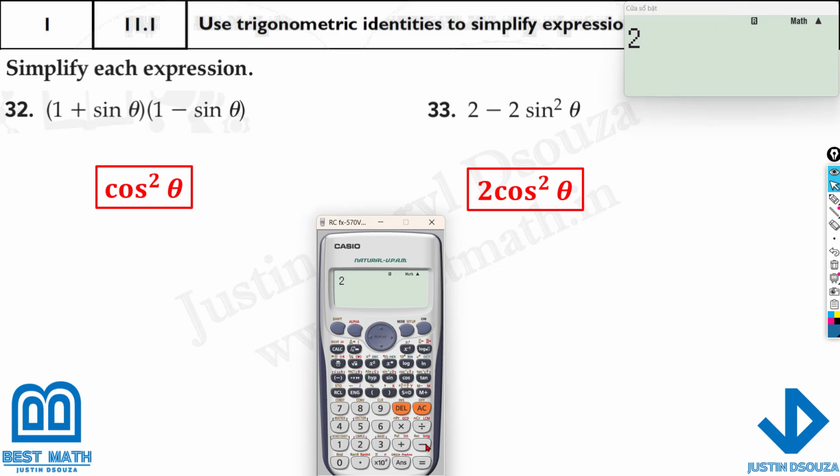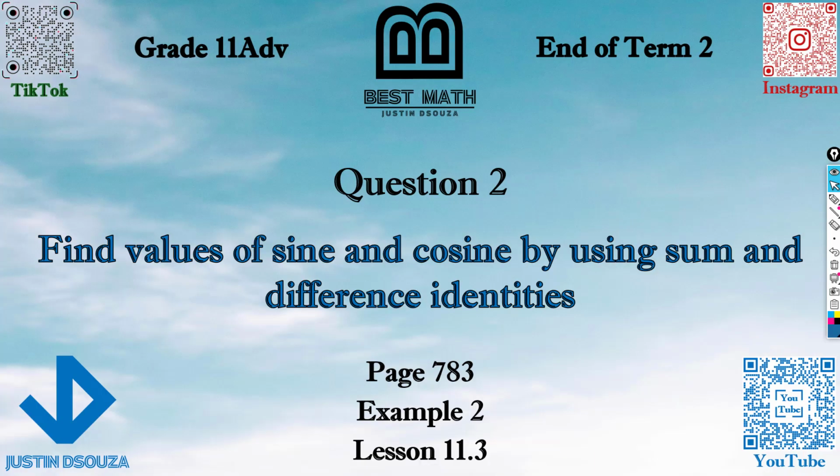And now here it's 2 minus 2 sine square theta. And calculate it at 2. The answer is 0.346. Now if you do this, 2 cos square theta, calculated at 2, you get 0.346. Yes, that's the correct answer. The question says to use the sum and difference identities of sine and cosine, but since it's an electronic part, we did not need to do that. We can use any method. And this is from lesson 11.3.